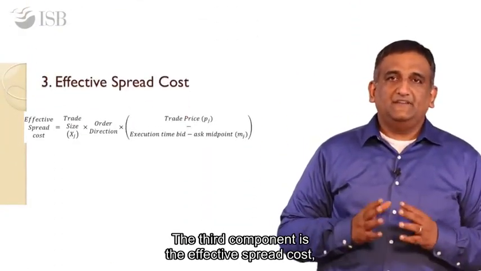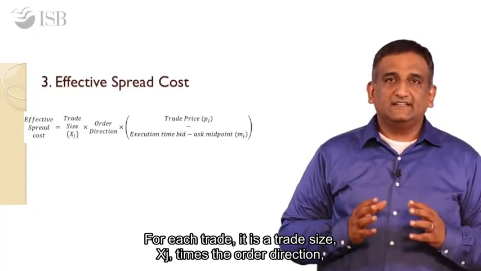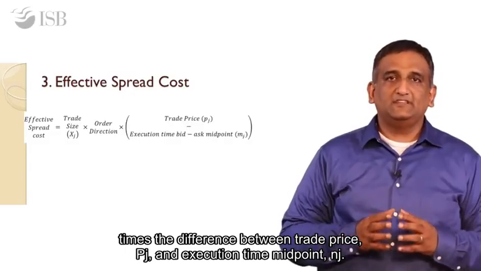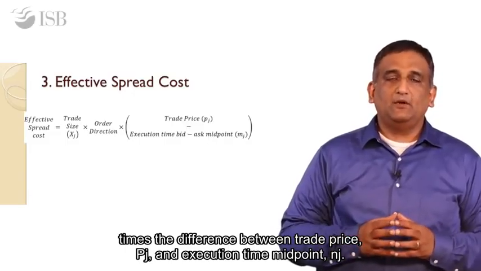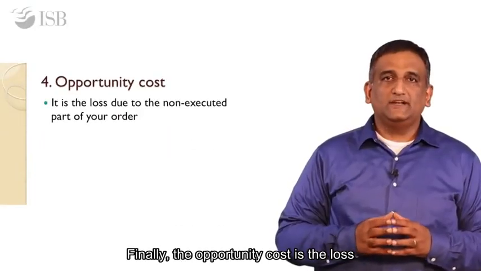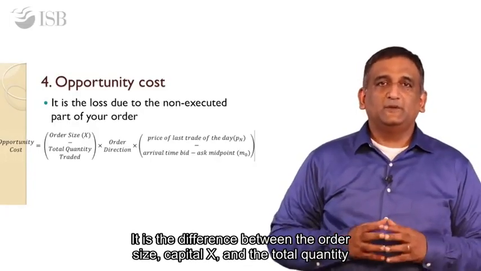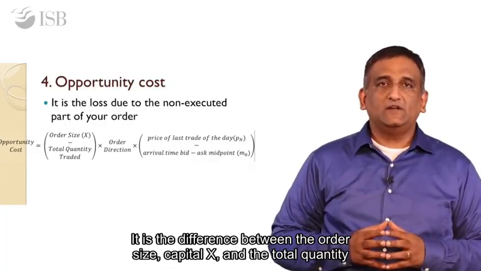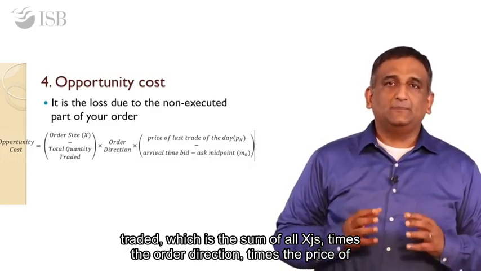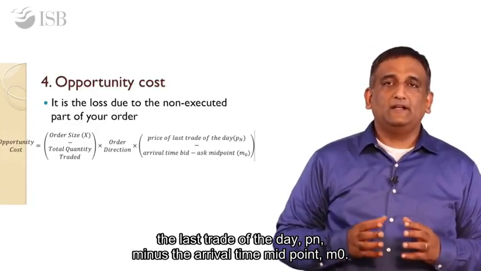The third component is the effective spread cost. This is something we have already discussed. For each trade, it is the trade size X sub j times the order direction times the difference between trade price P sub j and execution time midpoint M sub j. This is summed up across all your trades. Finally, the opportunity cost is the loss due to the non-executed part of your order. It is the difference between your order size capital X and the total quantity traded, which is the sum of all X sub j's, times the order direction times the price of the last trade of the day P sub n minus the arrival time midpoint M sub 0.